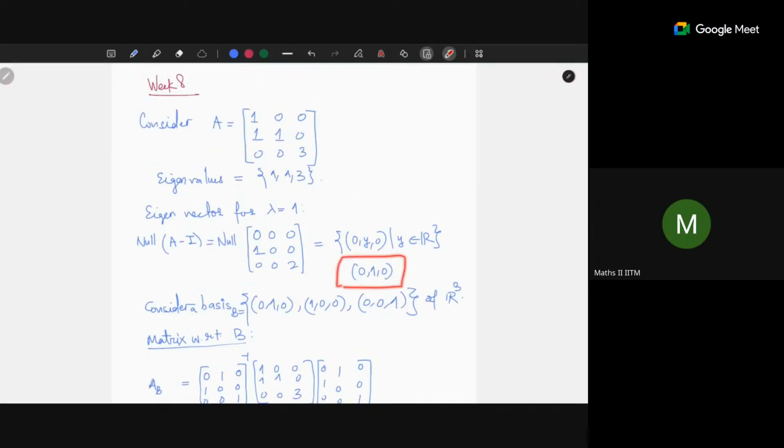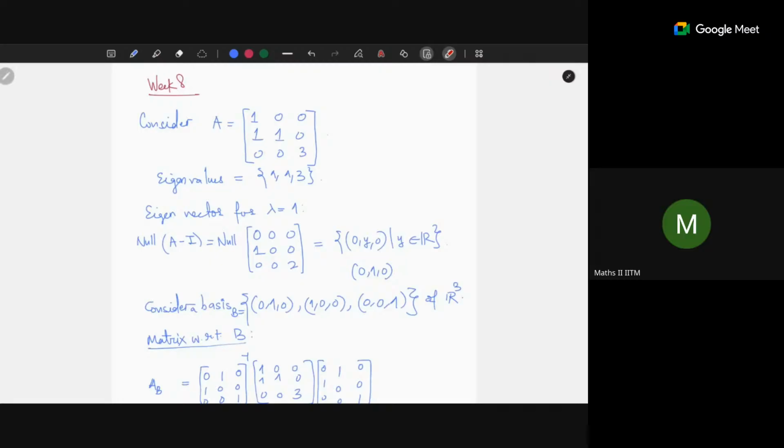Now we want to express this matrix, which is lower triangular, as an upper triangular matrix. We want to find a basis with respect to which it can be written as an upper triangular matrix. We have one vector, but lambda equal to 1 has algebraic multiplicity 2, so it is not a diagonalizable matrix. That is clear because the algebraic multiplicity is not equal to the geometric multiplicity.